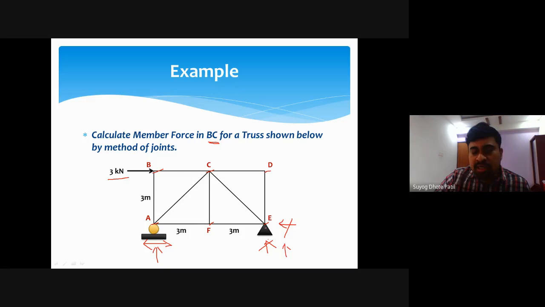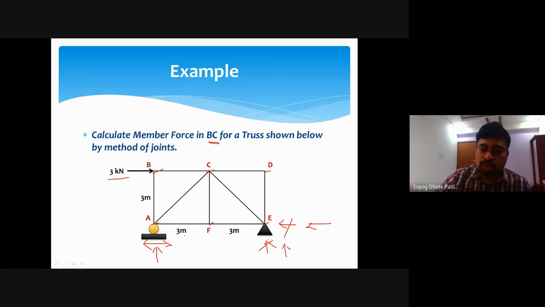And here, a hinge support means that vertical movement is not possible and horizontal movement is not possible, so here we have two reactions, in the vertical direction as well as in the horizontal direction. At the roller, there is only one reaction, because horizontal movement is possible and vertical movement is not possible. That's why there is only one vertical reaction and no horizontal reaction.